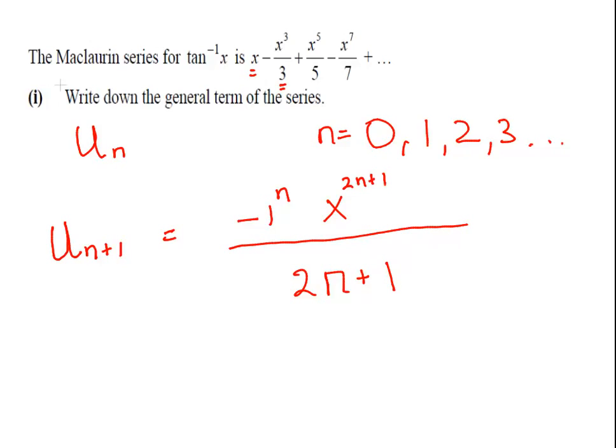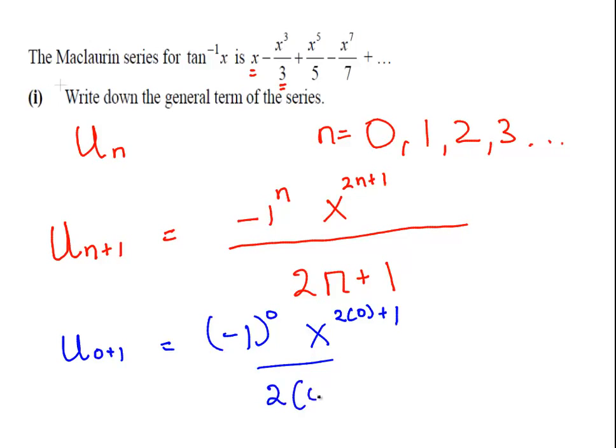But if you evaluate that for 0, you get u of 0 plus 1 equals minus 1 to the power of 0, times x to the power of 2 times 0 plus 1, over 2 times 0 plus 1. That will give you 1 times x to the power of 1 over 1, which gives you the first term.